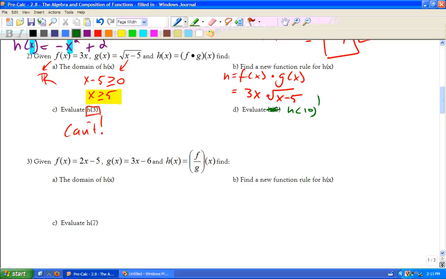Evaluate h of 10. We're going to plug it right into our new function rule. That's going to equal 3 times 10 times the square root of 10 minus 5. That gives us 30 square roots of 5.